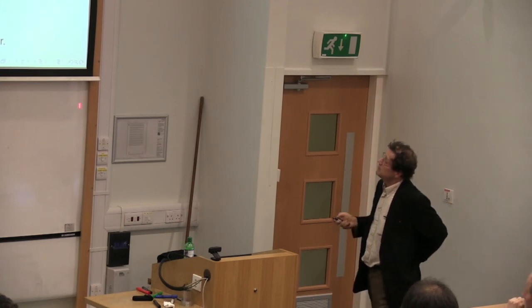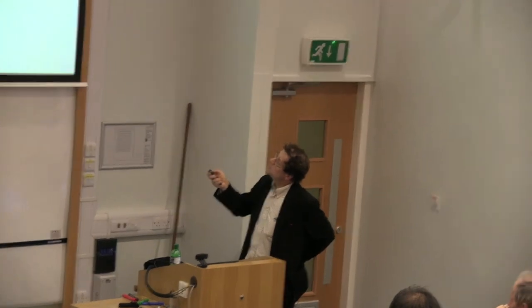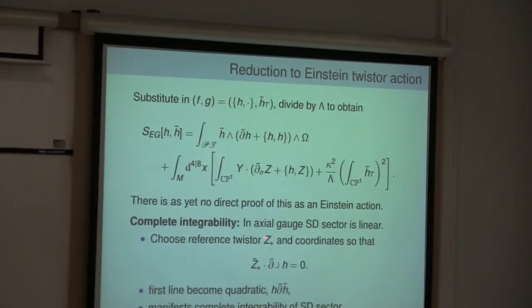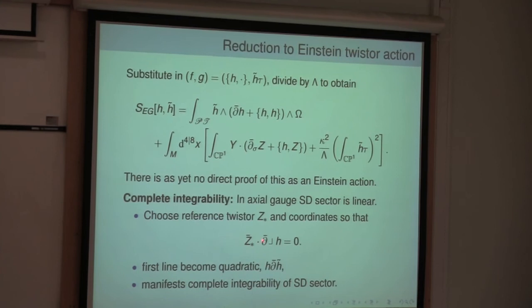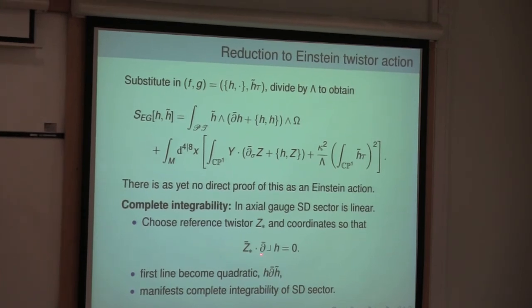It also rather nicely expresses the complete integrability. So we can choose an axial gauge in Twistor space. That means maybe you choose just a point in Twistor space and coordinates so that this h has no component in the direction of z bar star. So we kill off one of the components of h and h tilde as well. And that means that the cubic term h tilde times hh vanishes in the self-dual Twistor action. Now, this is a gauge that's not accessible from space-time, and it trivializes the self-dual sector. So the self-dual sector becomes free. And so you could say that this manifests the complete integrability of the self-dual sector.